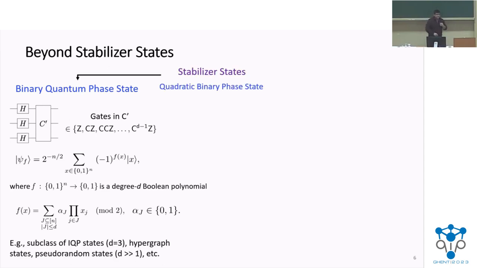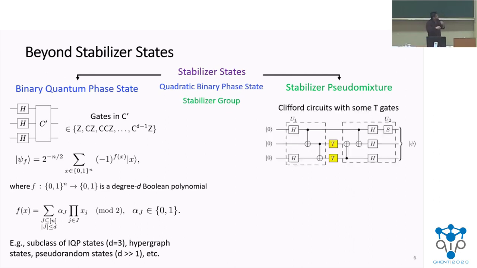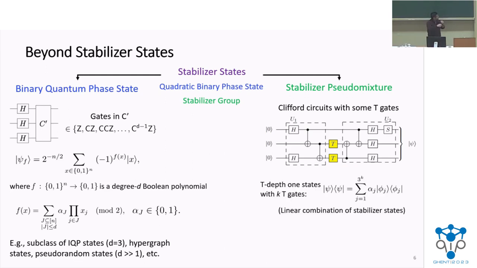So this is one extension of looking beyond stabilizer states, namely the graph states, where we use the quadratic binary phase state picture. The second thing that we know of stabilizer states is that they have a compact description in terms of the stabilizer group: it's a joint eigenvector of an abelian subgroup. And we'll think of extending this to something called stabilizer pseudomixtures. We'll see later in the talk that these are produced by Clifford circuits with some T gates, in particular just one layer of T gates. We'll call such states, on the all-zero state, T-depth one states. And we'll see later a characterization that these can be written down as a linear combination of stabilizer states.